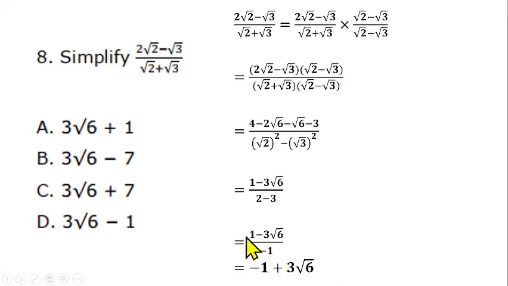because this minus will affect the numerator. So we will be having minus 7 plus 3√6, minus 7 plus 3√6. That's the answer, and that should be option C, not this one. The answer is option C.